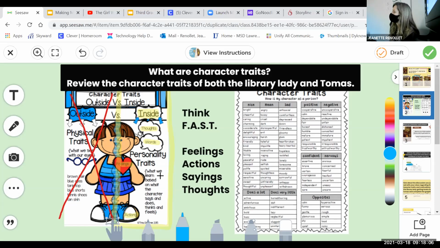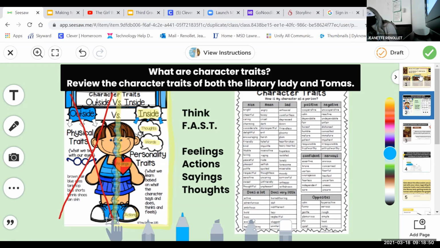Nick. The library lady is busy helping. She was busy helping him. Alicia, did you have one? Delightful. I was thinking of the one, the library lady was considerate. She was considering Tomas. Remember when she gave him the water? She invited him in. She didn't know this kid. She didn't have to do that, but she was showing all of these character traits by her actions, by her words, right? We see text evidence that she is all of these traits.